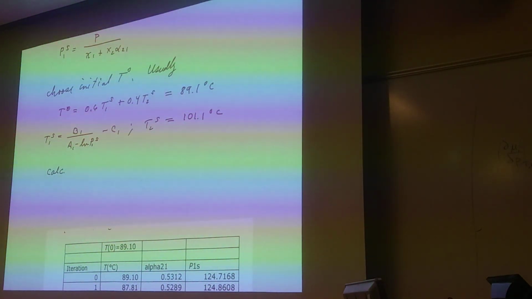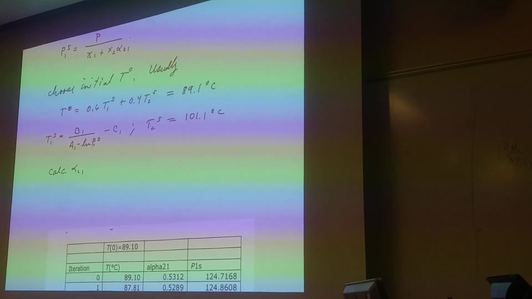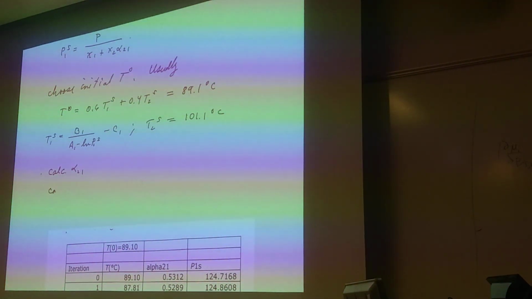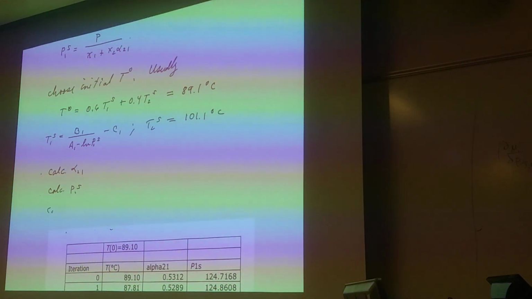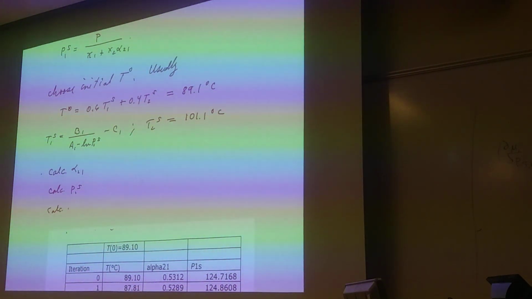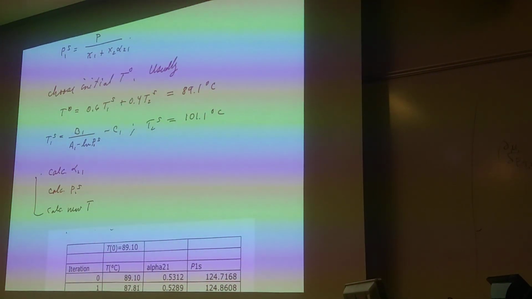Step 1, we'll calculate alpha 2,1. Then out of that alpha 2,1, we go back here, and step 2, calculate P1S. And then from that P1S, we invert it and calculate a new temperature, and then we go back and iterate. Well, obviously I'm going to have to go over this again.